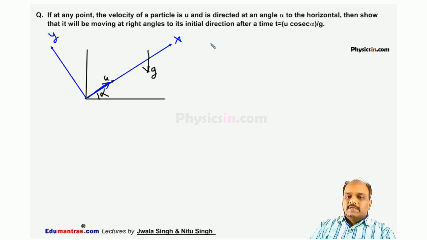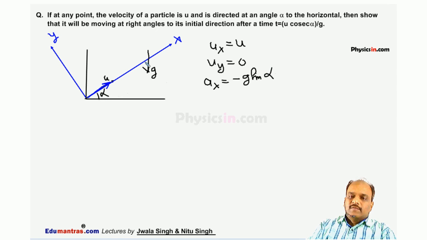So in this case, what is ux? ux is u, uy is 0. ax is minus g sin alpha, because if this angle is alpha, I will take this as 90 minus alpha. So this term is g cos of 90 minus alpha, which means sin alpha. In the same way, ay is minus g cos alpha. ax is in this direction, ay is in this direction.